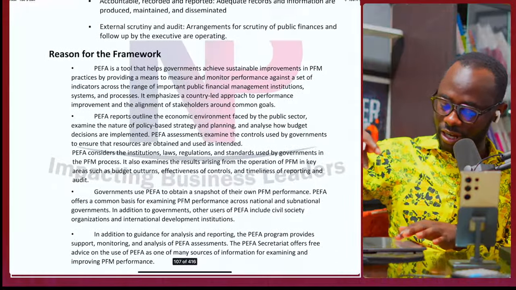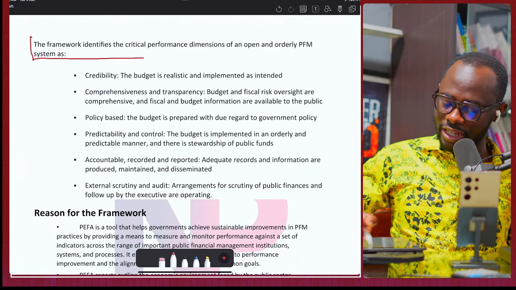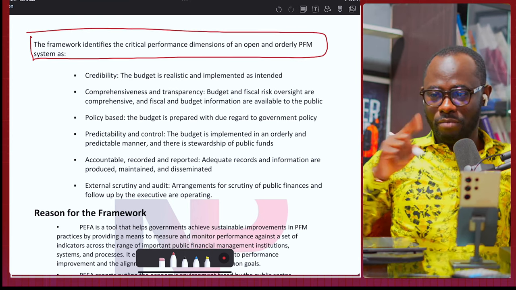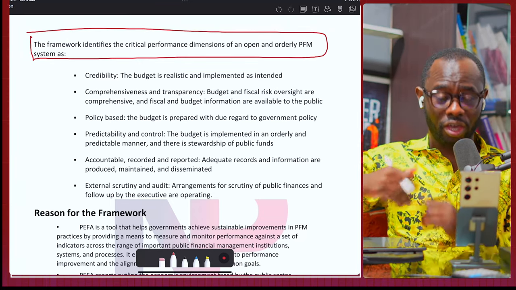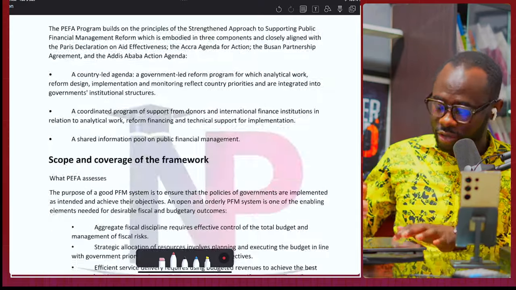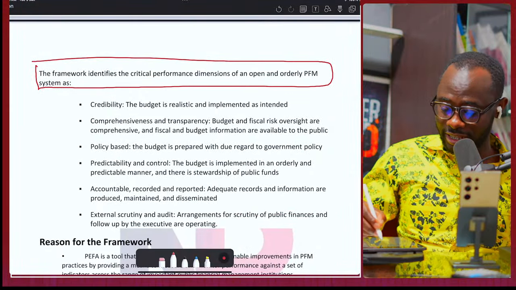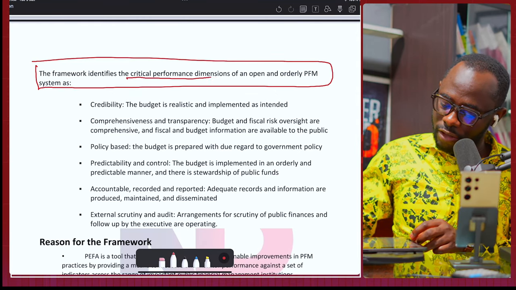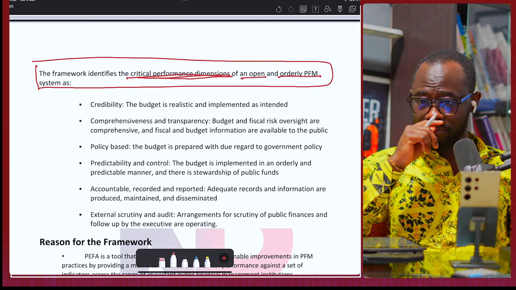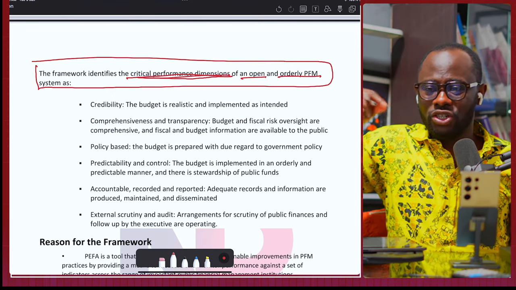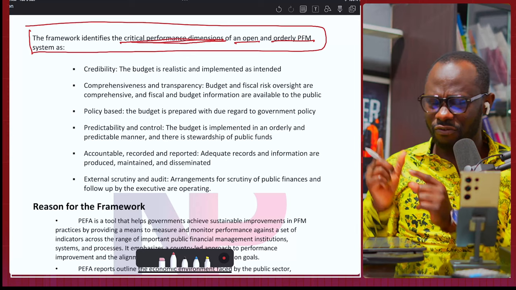And then the other thing that I was talking to you about earlier, the critical... Now, please be mindful of the way this statement is. So, if the examiner asks you to write on the pillars used to evaluate the public financial management system, then you are going with the 7 pillars here. But there is also another type of question that the examiner could bring to you, which is this statement here: critical performance dimensions of an open and orderly public financial management system. Critical performance dimensions.